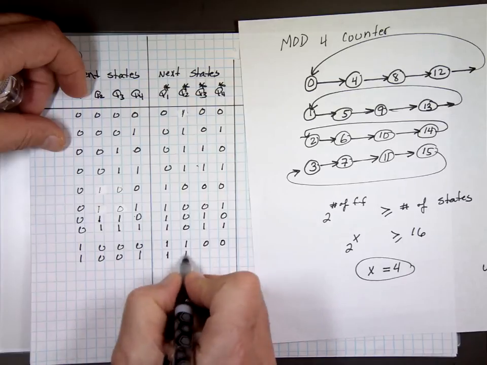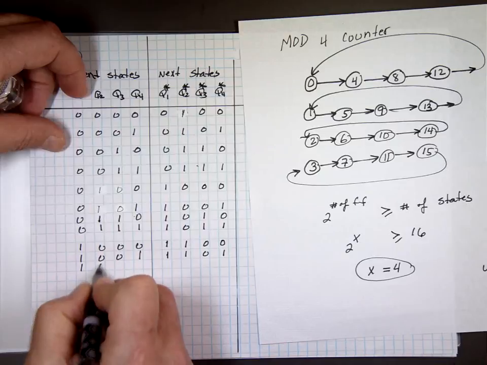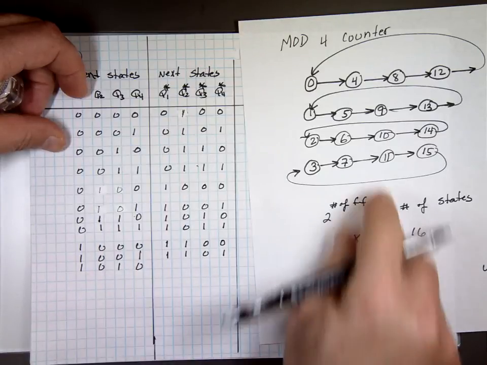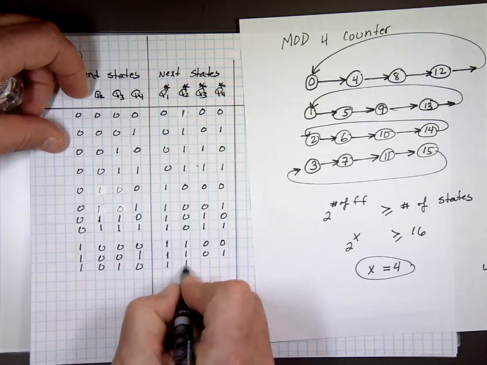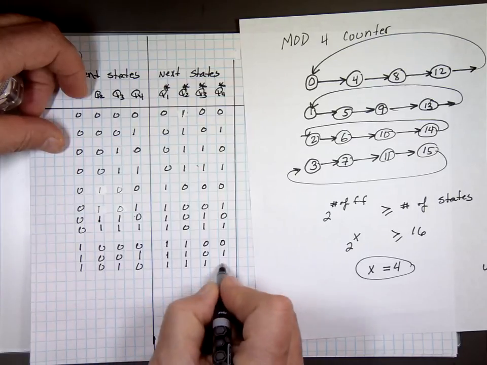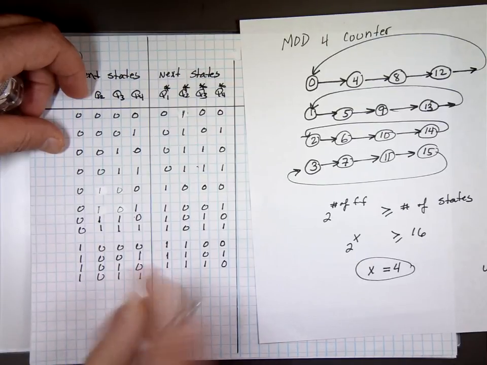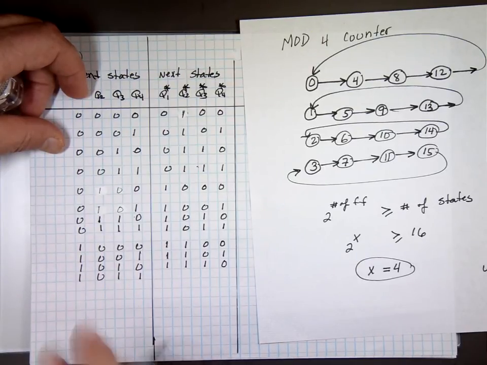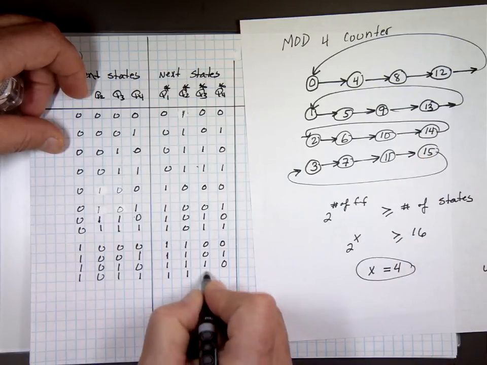1, 1, 0, 1. Next one, 1, 0, 1, 0. 10. 10 takes me to 14. 8 and 4 is 12, and 2, that's 14. 1, 0, 1, 1, 8, 10, 11. If I'm at 11, I go to 15, which is 1, 1, 1, 1.